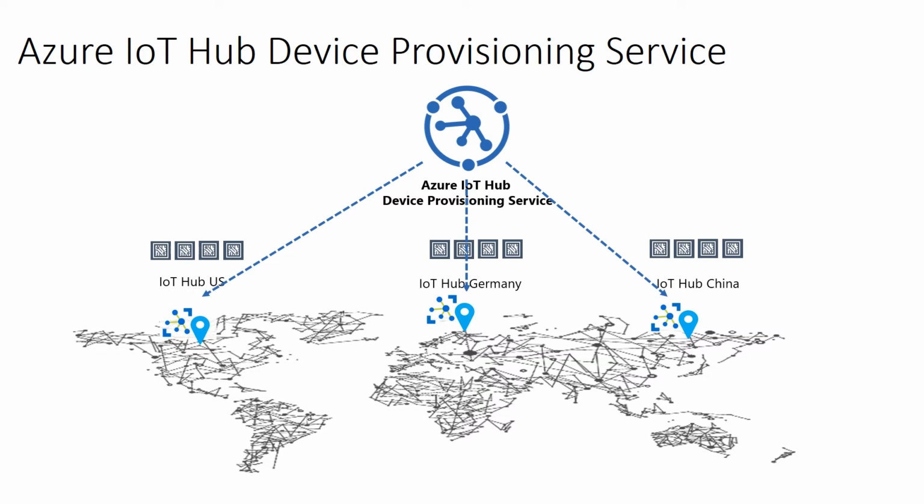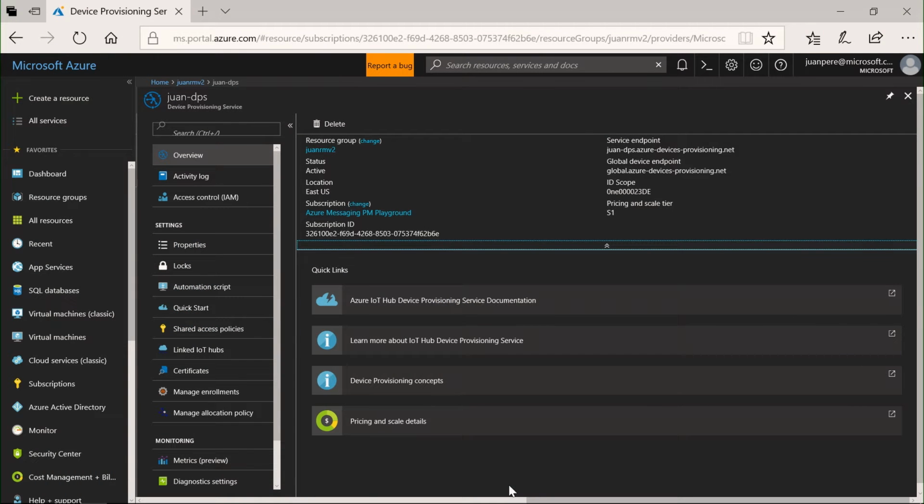And based on that enrollment configuration, DPS will provide credentials for the device to connect to a specific IoT hub of my choice. Once the device has the credentials, it can then, leveraging the IoT Hub client SDKs, connect to its IoT Hub. Let me show you real quick how that looks.